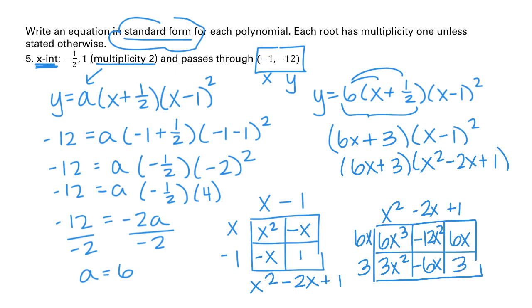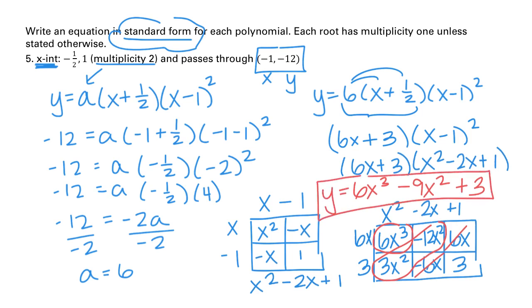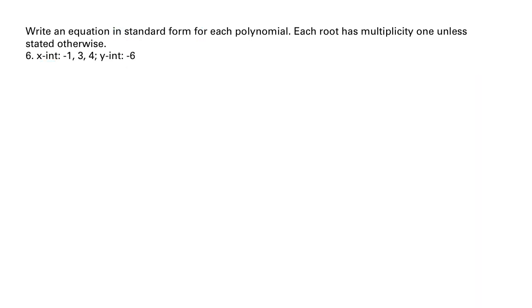And I'm going to combine like terms. So now I have my final answer, 6x cubed minus 9x squared. These will cancel out, plus 3. Same thing, standard form, start with the factors. Okay, so I wrote out the factors that would give me those x-intercepts.